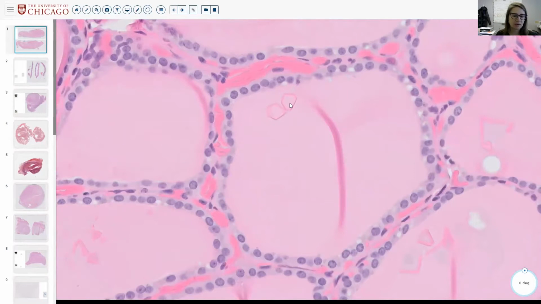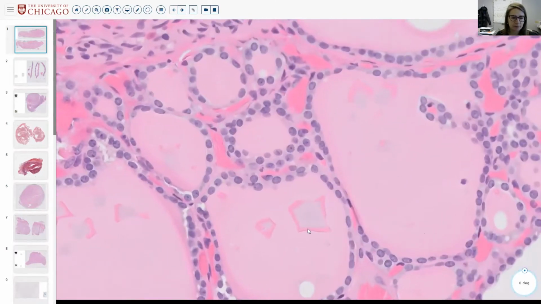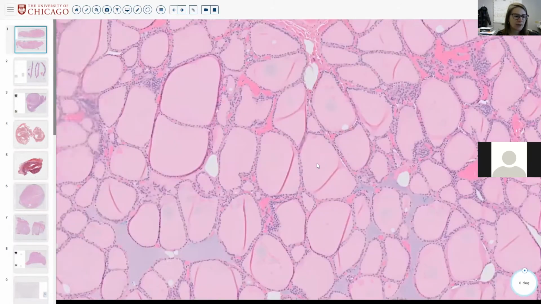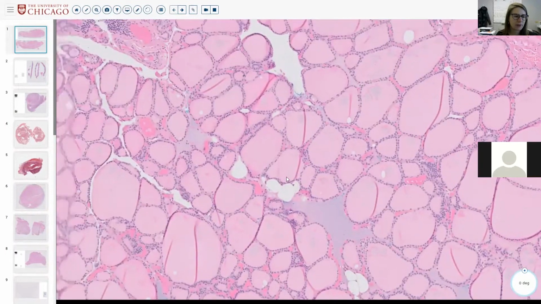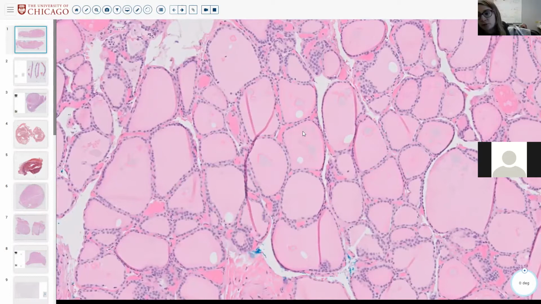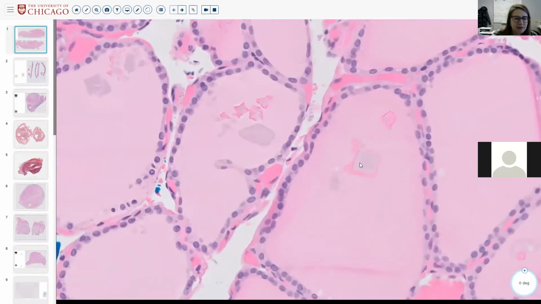So who knows what these characteristic crystals are that we may see within the center of the colloid? Calcium oxalate, exactly. So the presence of calcium oxalate is pretty specific for thyroid. I don't really have a histologic example, but when you're dealing with maybe a frozen where you can't tell if it's thyroid or cystically dilated parathyroid, you may want to check around for the calcium oxalate crystals. This has many nice examples of those.